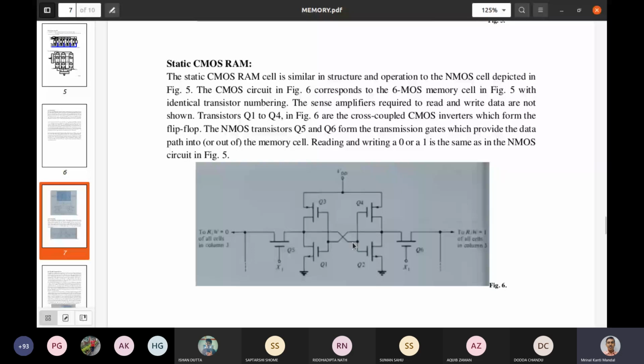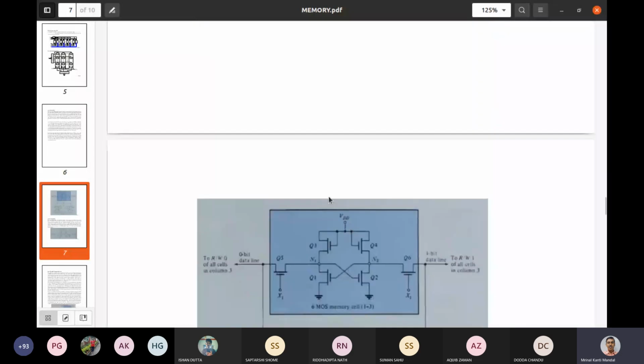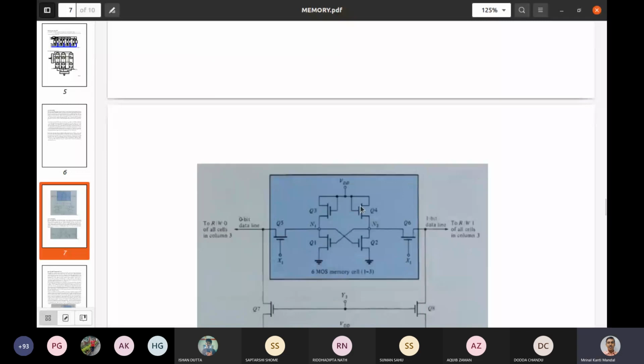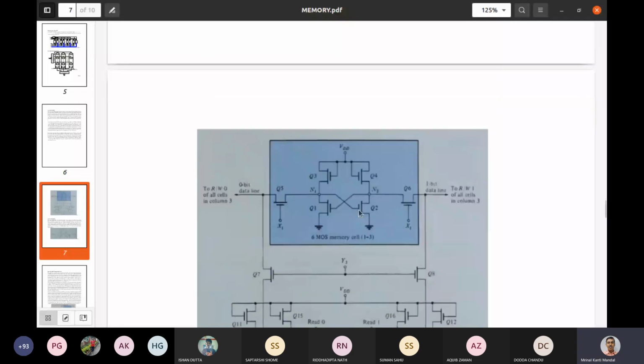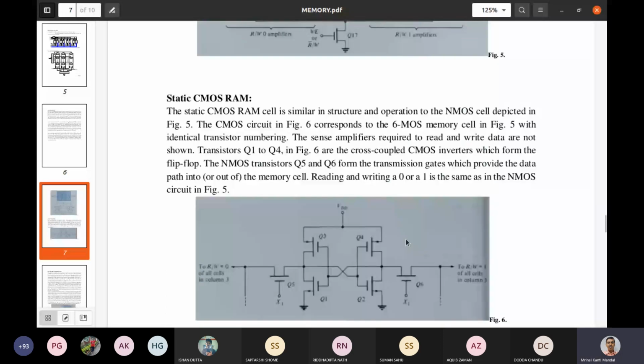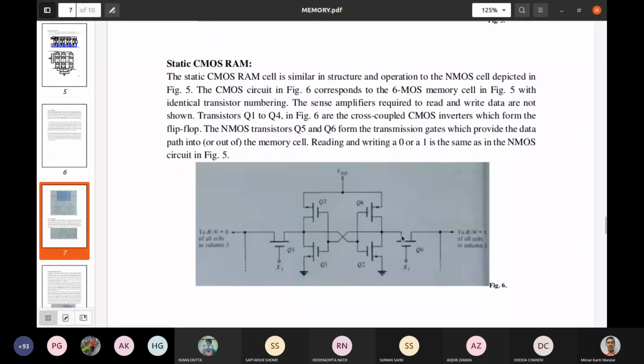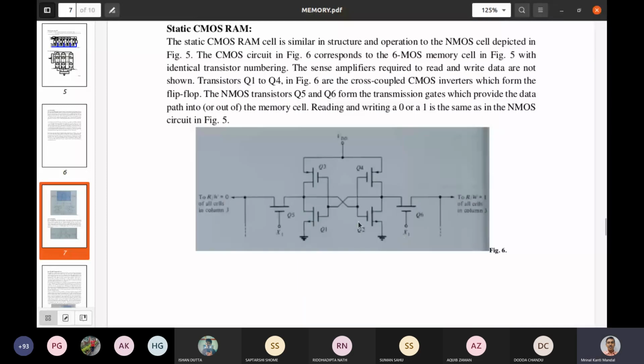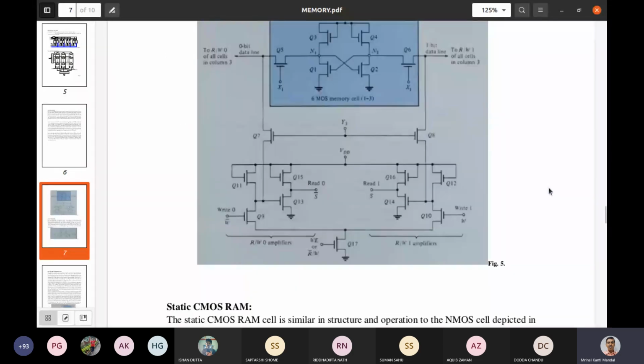So that means these two NOT gates serve the purpose of a bistable multivibrator. And this 4 transistor cell is inserted in this position. So then it will serve the purpose of a bistable multivibrator for static CMOS RAM. The remaining configuration, reading and writing, are almost the same as in the previous one. So that is why I have not mentioned this circuitry here. Right.